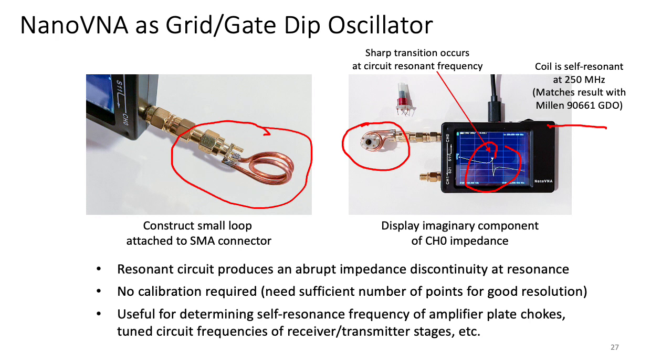No calibration is needed. You just need a sufficient number of points for the display so you get reasonably good resolution. This is a very useful technique for determining the self-resonant frequency of things such as amplifier plate chokes, tuned circuit frequencies in receiver and transmitter stages, etc.